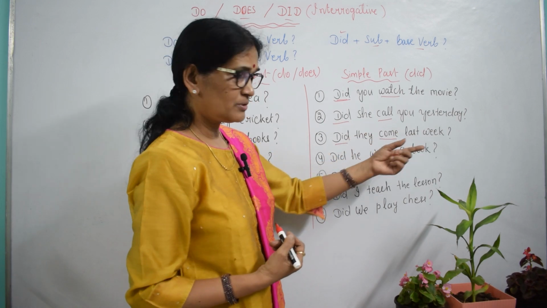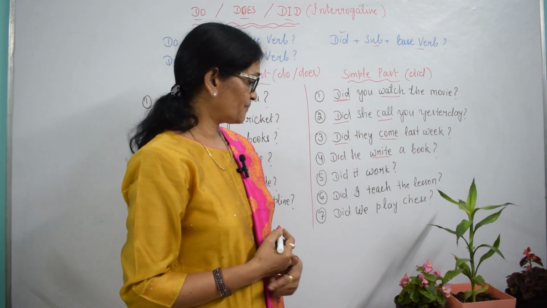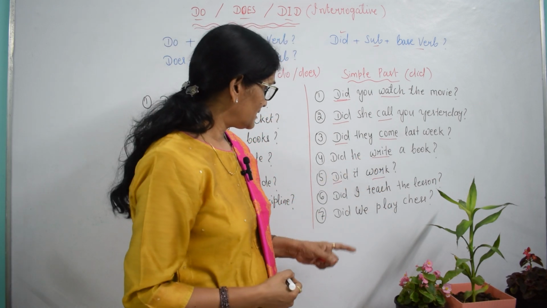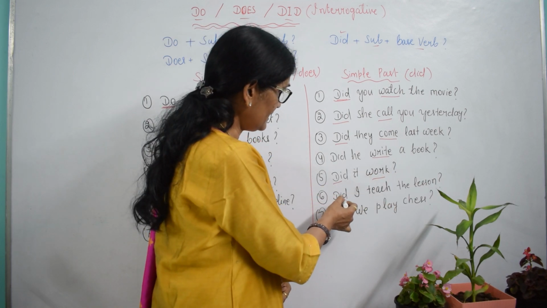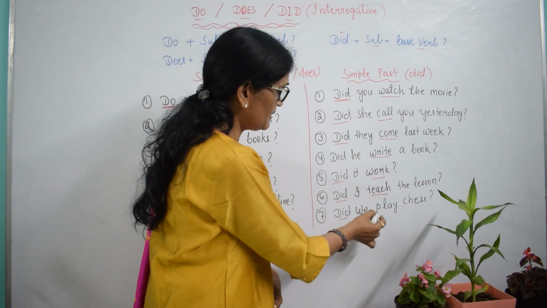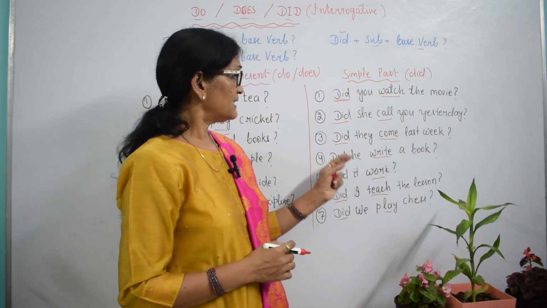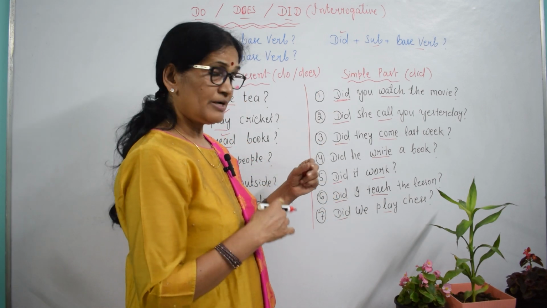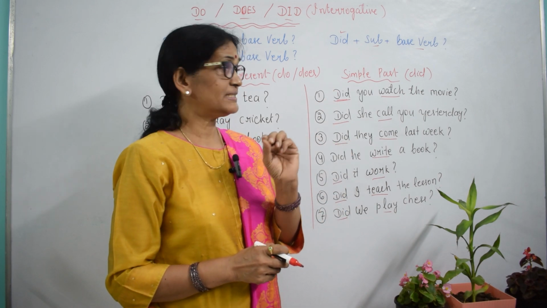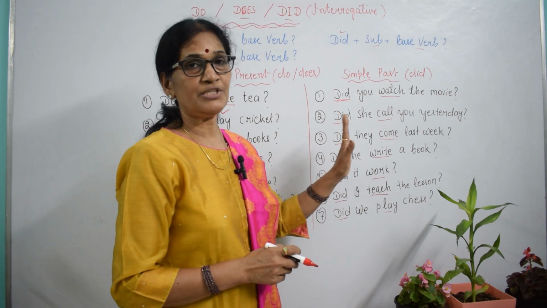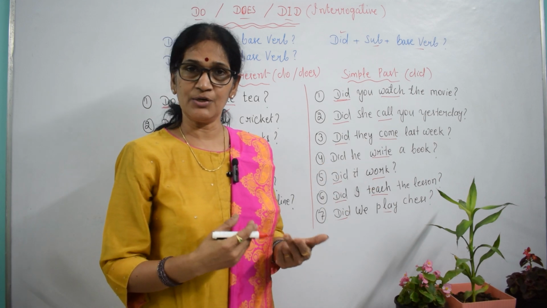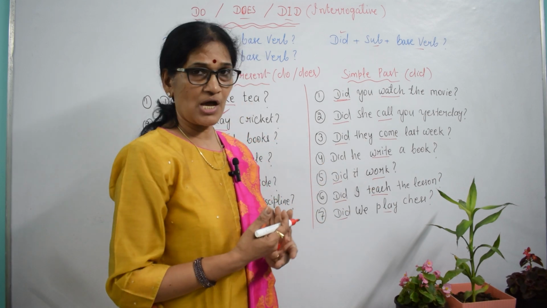Did he write a book? Did, base form of a verb, write. Did it work? Did and base form of a verb, work. Did I teach the lesson? Did and base form of a verb, teach. Did we play chess? Did, base form of a verb, play. Okay, that means in simple past, already I have told you, the subjects in simple past agree with what? Did. All subjects agree with did. So in negative sentences also: did you, did he, did I, did we, did they, did it. This is how we use.